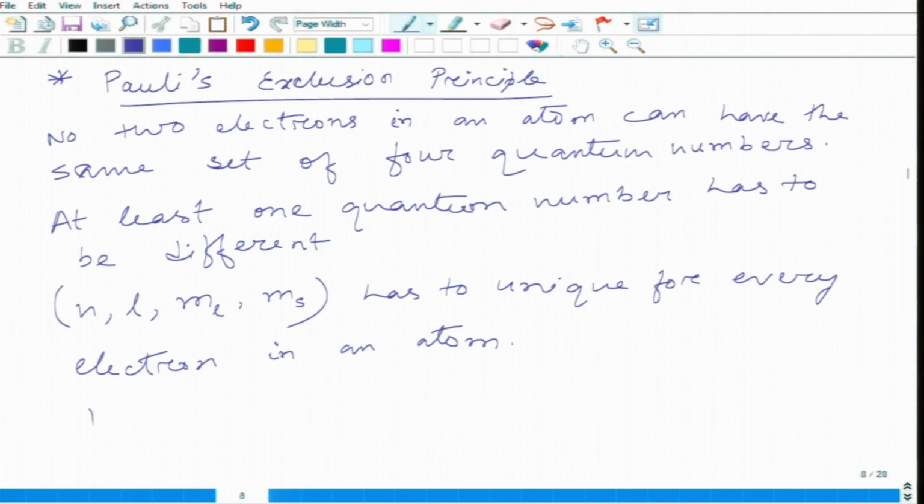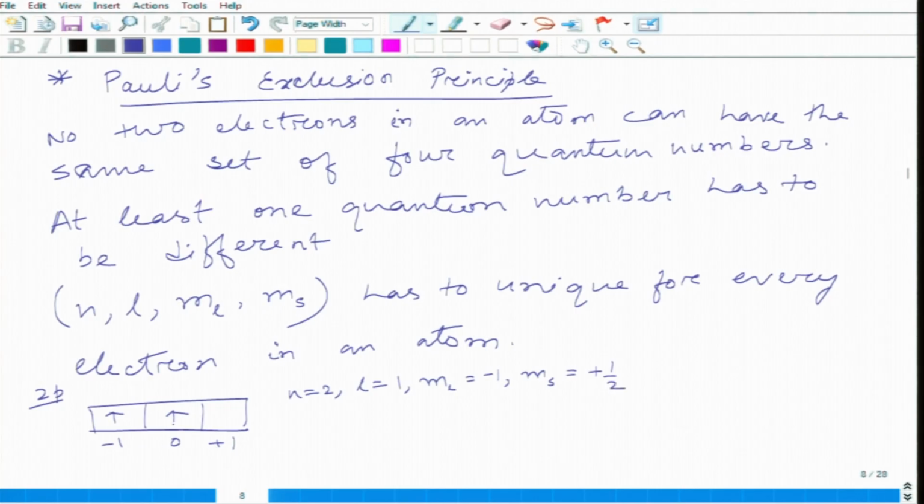By this rule, now if we take 2p, with ml values minus 1, 0, plus 1, and if we place 2 electrons like this, what will happen? For electron 1, n is equal to 2, l equal to 1, ml equal to minus 1 and ms equal to plus half. Now, for electron 2, n equal to 2, l equal to 1, ml equal to 0 and ms equal to plus half. So, both these electrons have different magnetic quantum numbers.